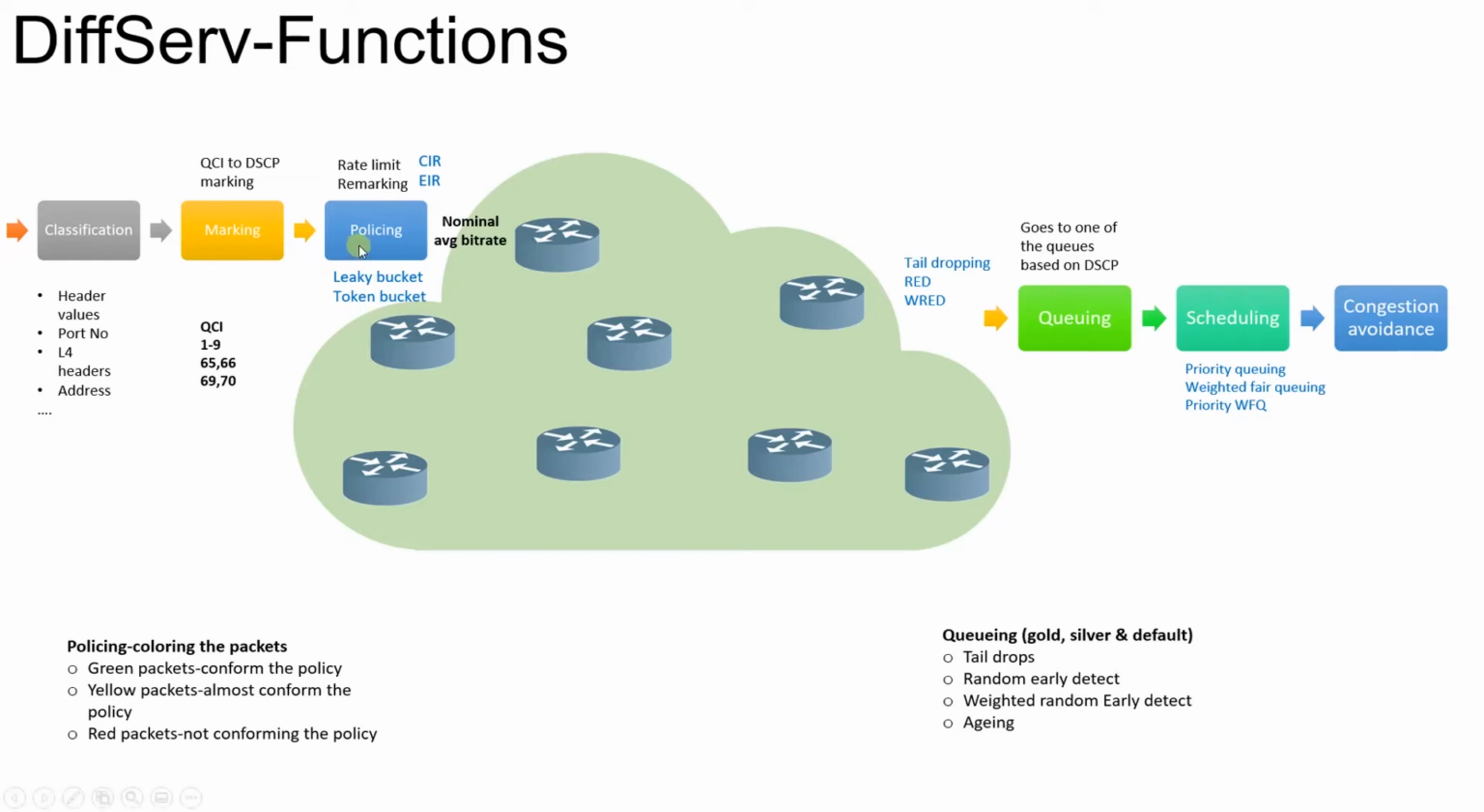Okay, then comes the policing. What will the police do? Actually, they ensure that crime will not happen in the community. Similarly, none of the traffic flows will take advantage over other traffic flows. So policing ensures that the nominal average bit rate is followed.